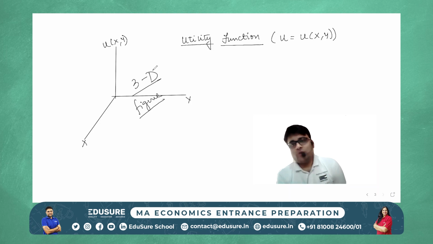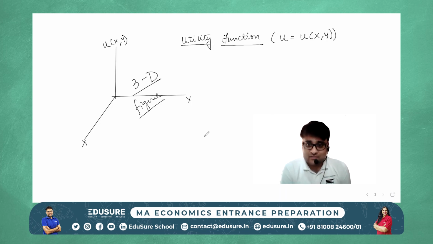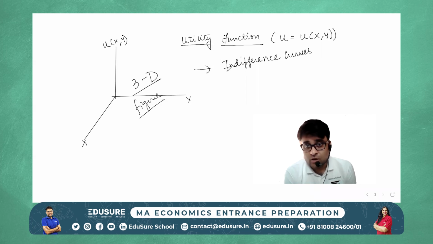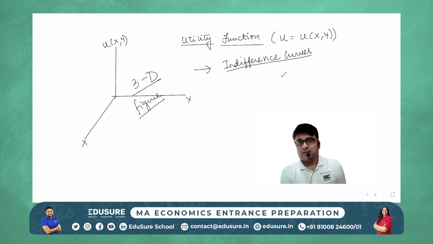Therefore, economists took out an extremely smart workaround out of this. Since they did not want to work with a 3D figure, drawing a 3D figure on a plain paper is not very simple. We need a 3D graphing. Hence, the economists took out a very important hack. What hack did they take out? They took out a hack which basically gave birth to a concept called indifference curves. So the economists did not want to work with a 3D diagram, so they came up with a very, very interesting concept called indifference curves.